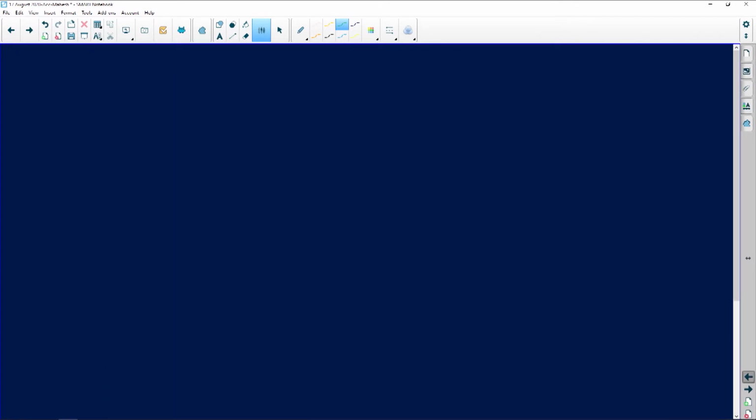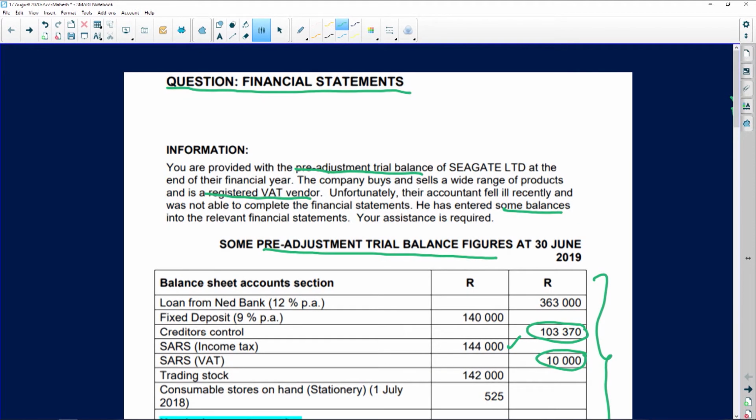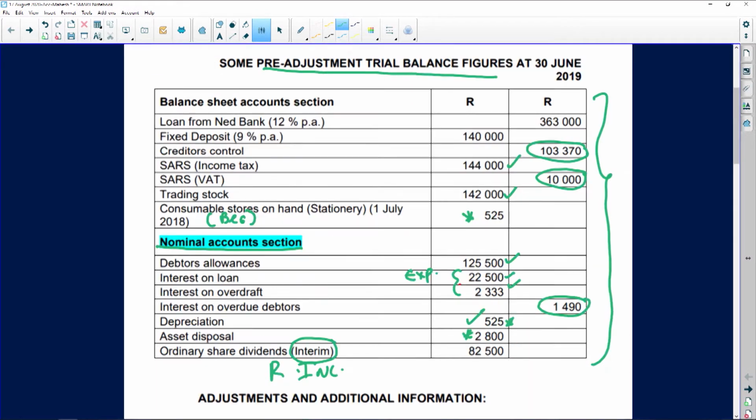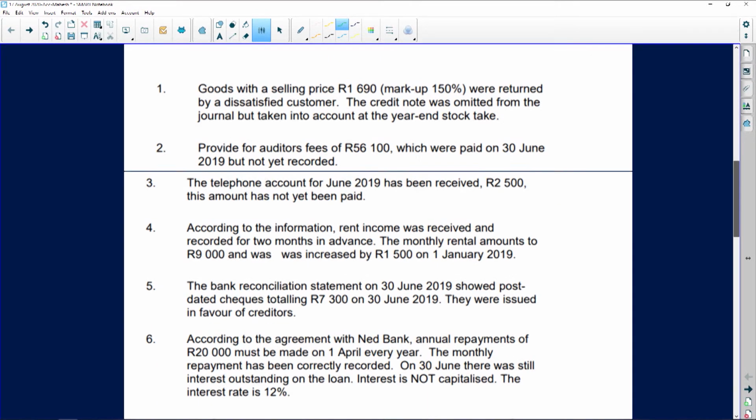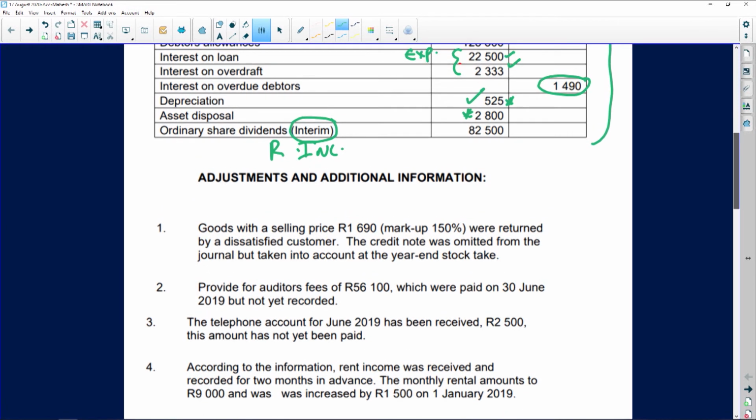Right, and then finally, I think it's the last item now. We've got trading stock that we're not going to bring down a balance for just yet because we're not doing the entire balance sheet, as well as consumable stores on hand for stationery on the 1st of July 2018, which is clearly the beginning of the financial year, and we're not going to bring down this balance just yet. Okay, we've done the bringing down of balances. Let's now move on to the important bit, which is obviously my adjustments and additional information.